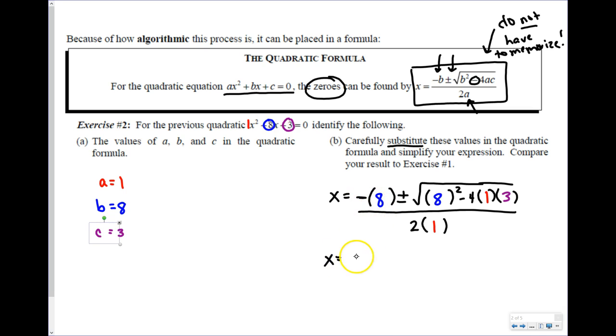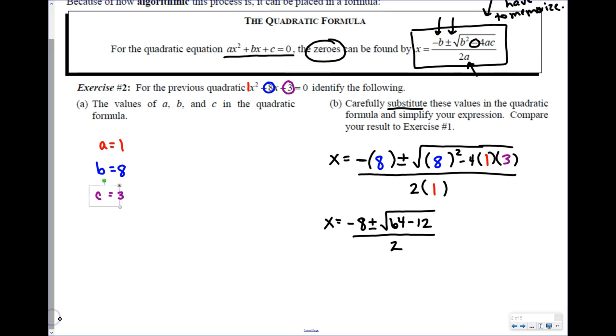So this negative parentheses 8 reduces to just negative 8. We keep the plus or the minus. Simplify what's inside the radical. 8 squared is 64. Minus 4 times 1 times 3 is 12. All over 2 times 1 is 2. I'm going to simplify again, and this time I'm going to simplify underneath the radical. So negative 8 plus or minus the square root of 64 minus 12 is going to be 52, divided by 2.